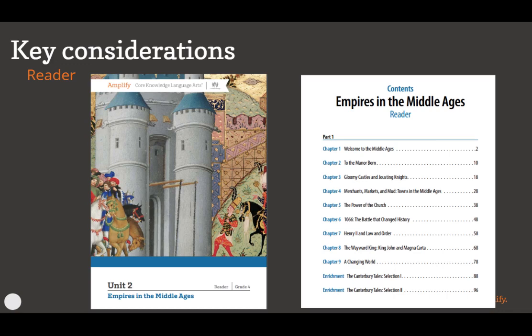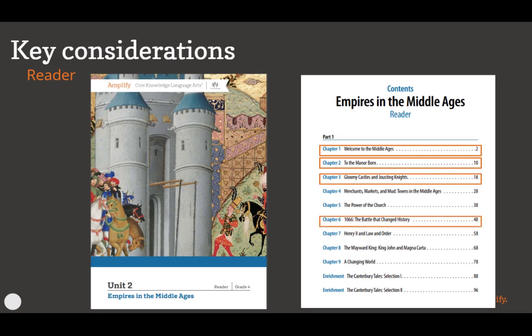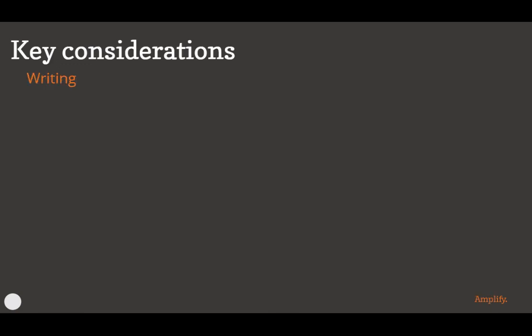Students will be introduced to the Middle Ages in Welcome to the Middle Ages. They'll learn more about lords and serfs in To the Manor Born. The chapters in this reader will keep students engaged, especially when reading Gloomy Castles and Jousting Knights, and 1066, The Battle That Changed History. The reader also includes 2 selections that may be used for enrichment. Please use these selections at your discretion, considering students' needs and the time available in your school day.